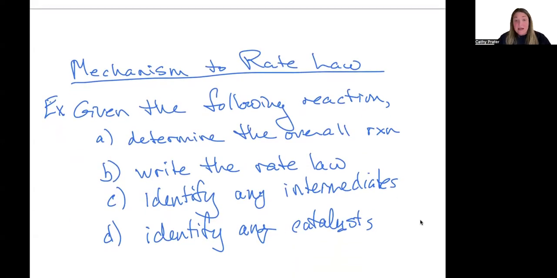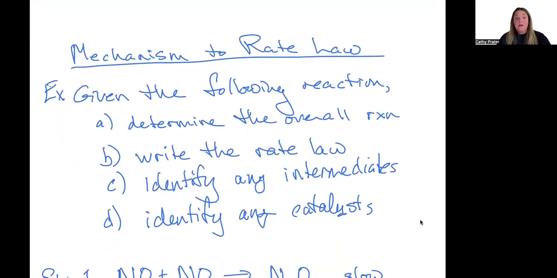A typical type of problem would be: given the following reaction, determine the overall reaction, write the rate law, identify any intermediates, and identify any catalysts. We've talked about how to do A and C and D. We need to now learn about B.